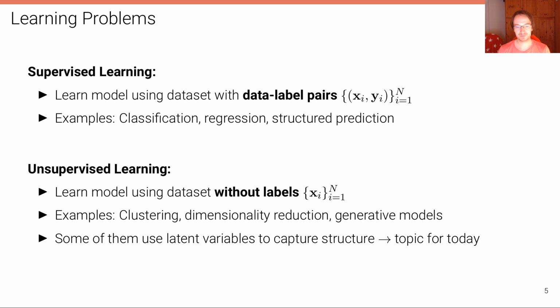Examples of unsupervised learning techniques include clustering, dimensionality reduction, generative models, etc. And in this lecture, we're going to touch on dimensionality reduction and generative models. Some of these unsupervised learning techniques use latent variables to capture structure, and that is the topic for today. We're going to cover dimensionality reduction techniques and generative models that use a latent space that is of a smaller dimension than the data space to automatically capture the structure of the data without any labels.